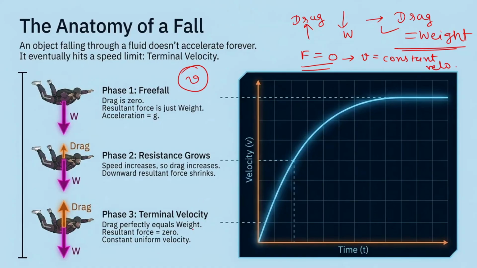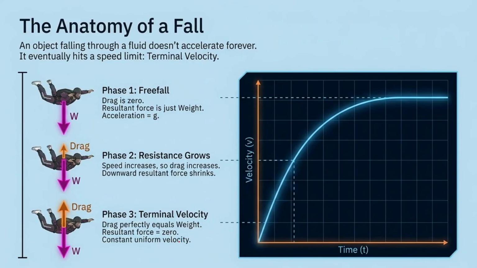So drag perfectly equals the weight. The resultant force is zero. That means acceleration is zero, which means constant uniform velocity. I hope this concept of terminal velocity is clear.